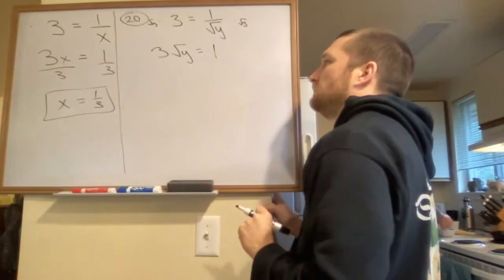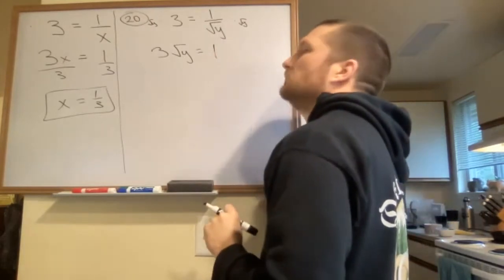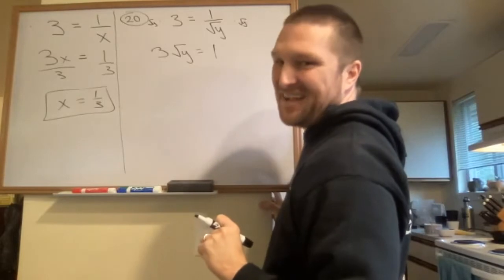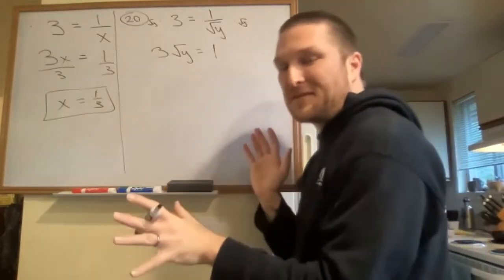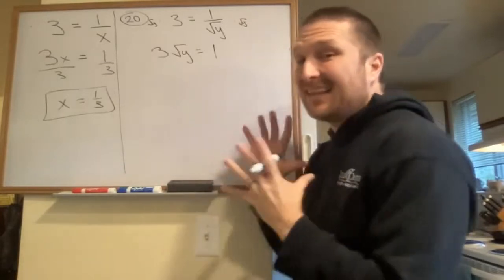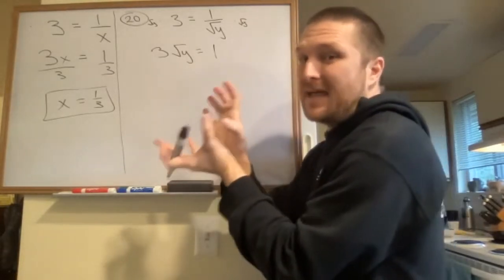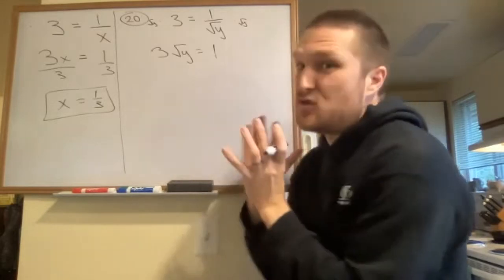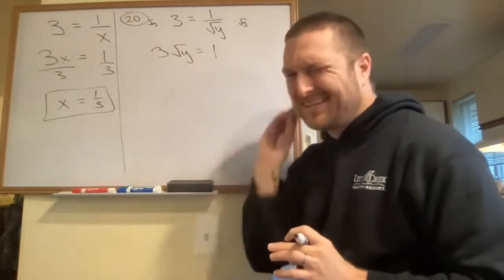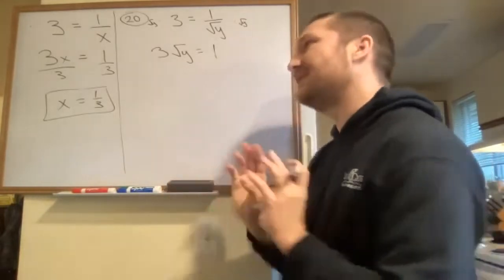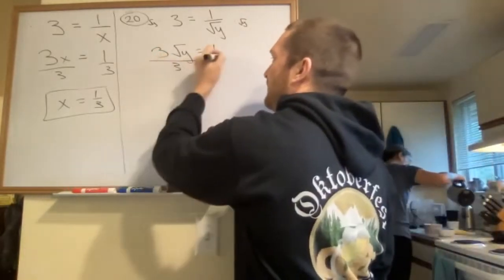Then you square the... no, then you divide by 3, right? There you go. Now you could, if you wanted to, square both sides right now. I think I like to just get that root by itself. If you can, you'll see in a minute, you can't always get a root by itself, but if you can get a root by itself, get it by itself. So we're going to divide by 3.